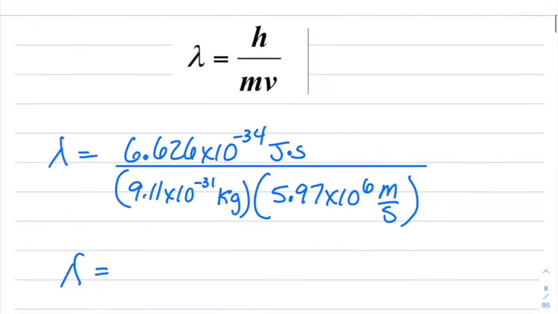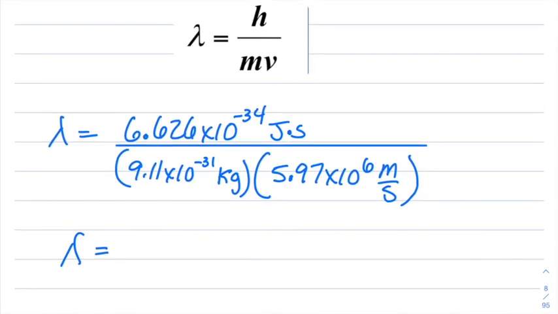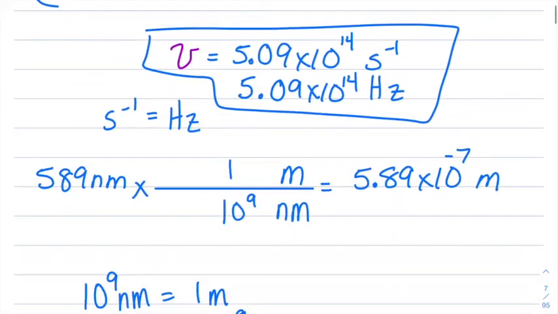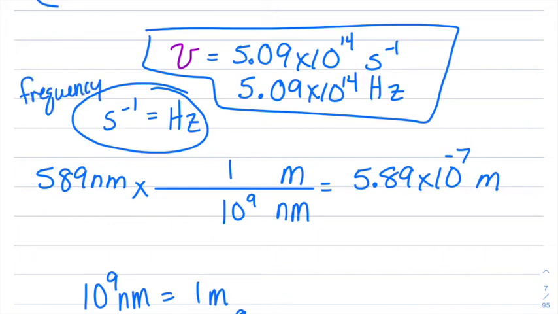Okay, so any questions on how I set this one up? I see a question from Tasso. What is the s to the negative 1 unit? Do you mean, and let me jump back here for a second, do you mean that s to the negative 1 equals a hertz? Yes, so that is frequency. It is frequency that is s to the negative 1, yes.